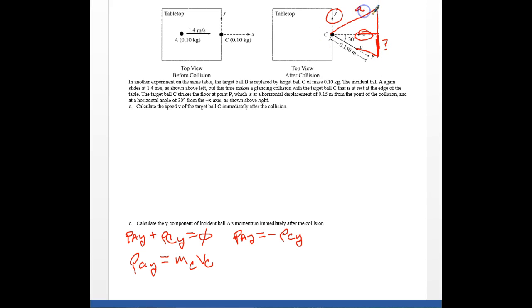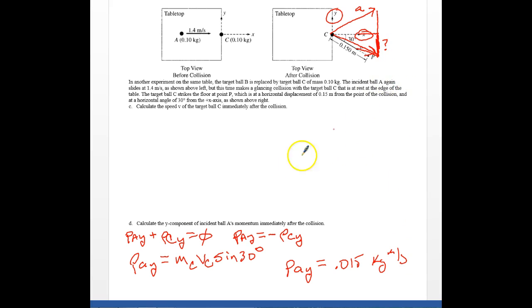So ball A is going to follow in this direction, while ball C goes in the direction that we've got here, which is down to the right. Ball A is going to go up and to the right. So this is going to be times the sine of 30 degrees. And so the momentum for A should be equal to 0.015 kilogram meters per second.